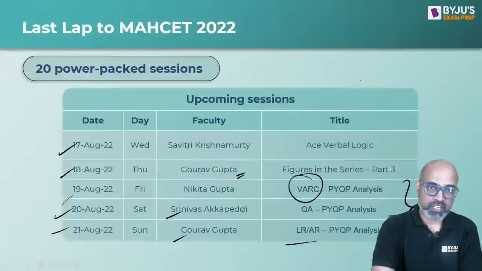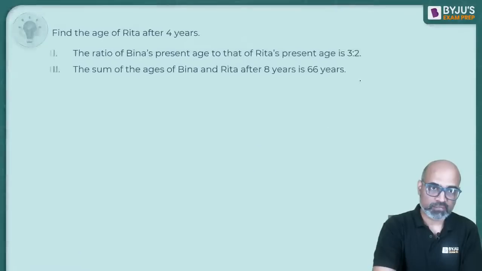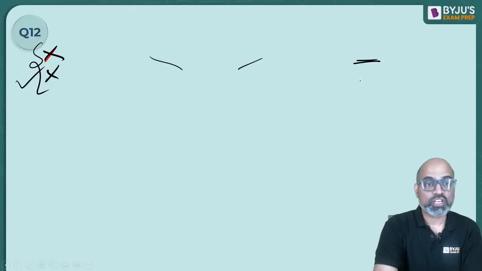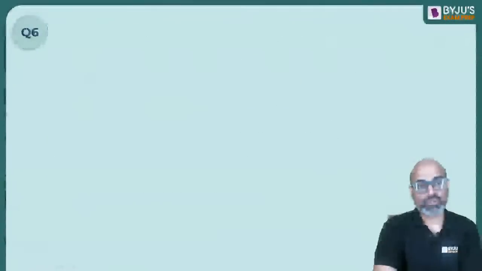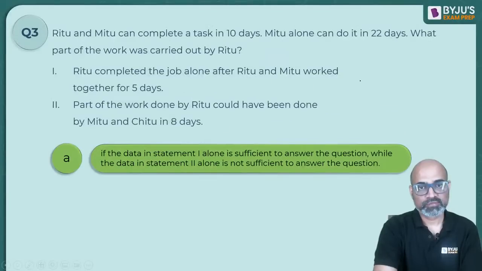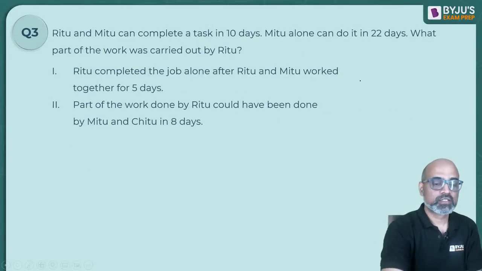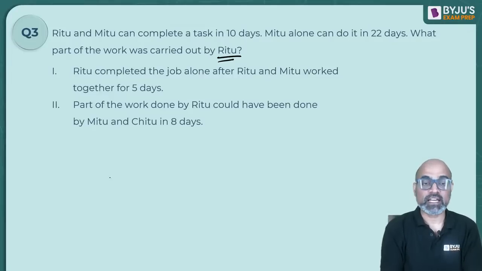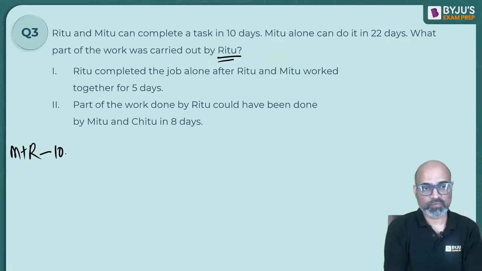Ritu ma'am wala, which sum is it? Rita, yeah, this one. Question number 3. Acha. Question number 3 mein Rita wala kaun sa? Acha, this one. So Ritu and Mitu can complete a task in 10 days. Mitu alone can do it in 22 days. Okay. So Ritu will take how many days alone? So the question is: Ritu and Mitu, 10 days together.